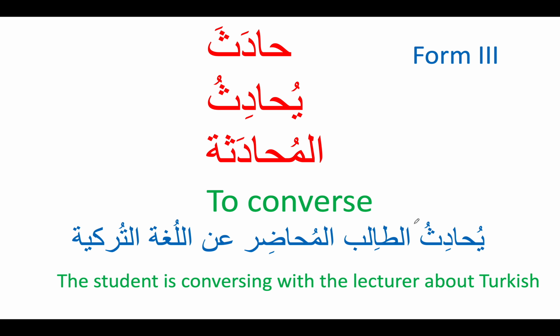So, let's break it down. So, يحادث, the student is conversing. So, the verb first, then the subject, طالب. And then, again, even though it's conversing with or talking with someone, we don't need مع, okay? We just have the object here, which is المحاضر, which is the اسم فاعل of the form 3 verb حاضر, which means to lecture. So this is the one that lectures, so the lecturer. So the student is conversing, literally conversing the lecturer, but it's actually with the lecturer, عن, about, اللغة التركية, about Turkish.